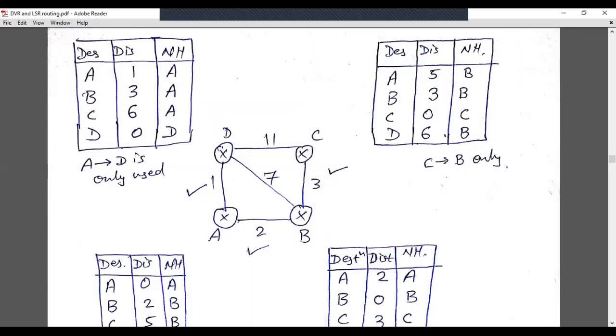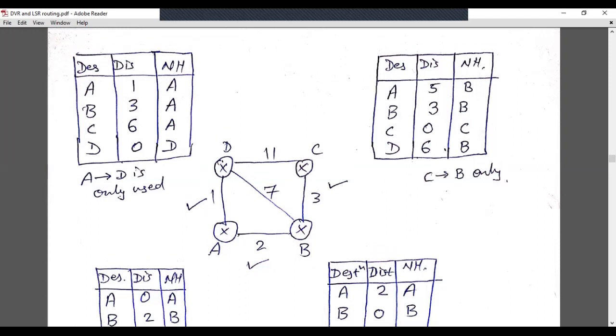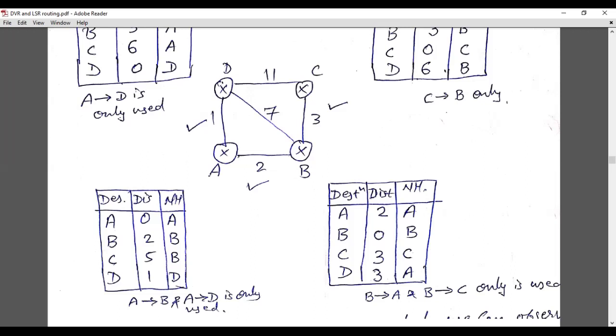Let us look into this. From this, we will now prepare the routing table for A. From A to A is 0, that's fine. The destination is A, and it remains there without changing the next stop. From A to B, we are preparing the routing table for A, there is an edge with weight 2. So that is 2, B.